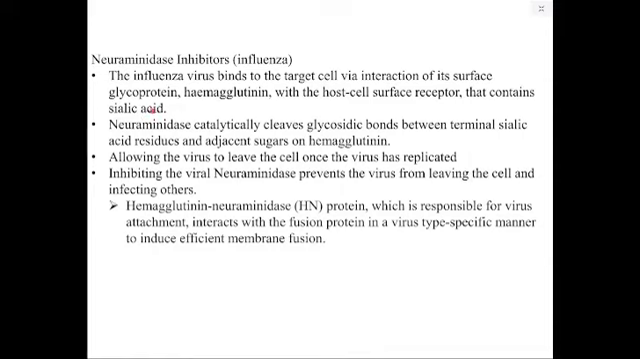Neuraminidase catalytically cleaves glycosidic bonds between terminal sialic acid residues and adjacent sugars on the hemagglutinin, allowing the virus to leave the cell once it has replicated, and even to get in. So once it has replicated, it also has to get out. That process has to be done. When it's coming in, the process also has to be done, because the other one, we talked mainly about uncoating.